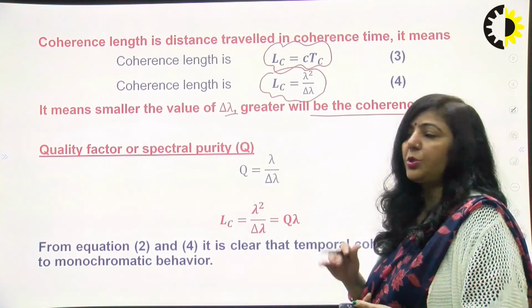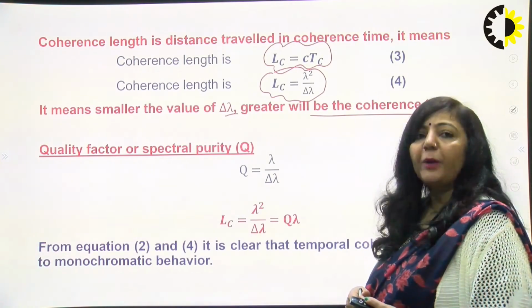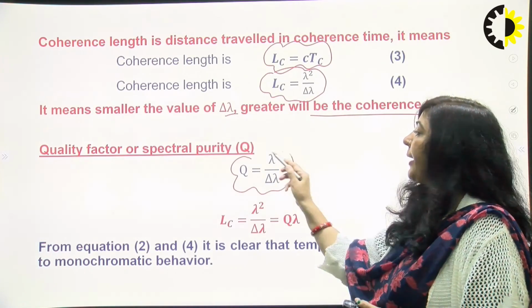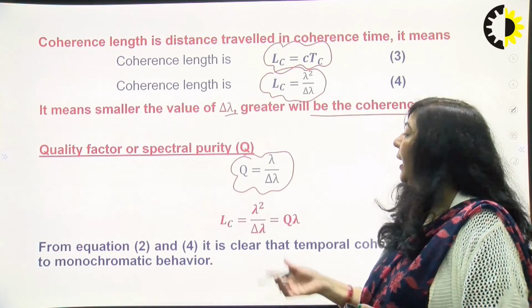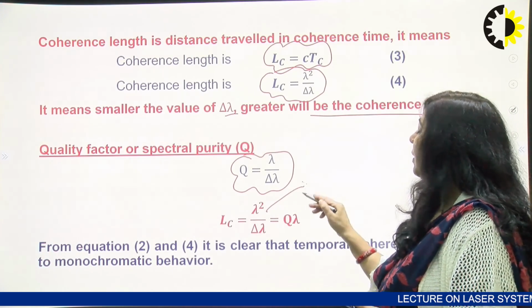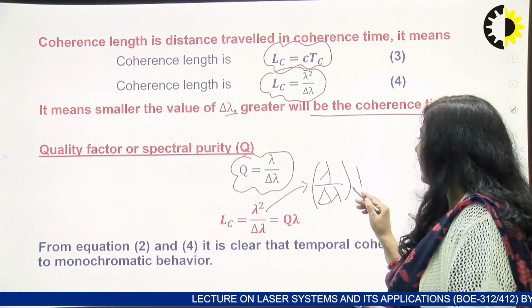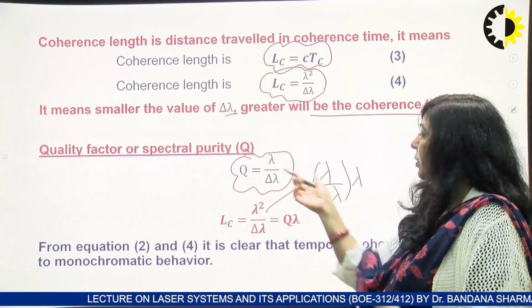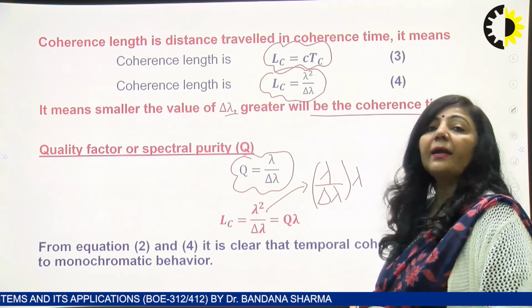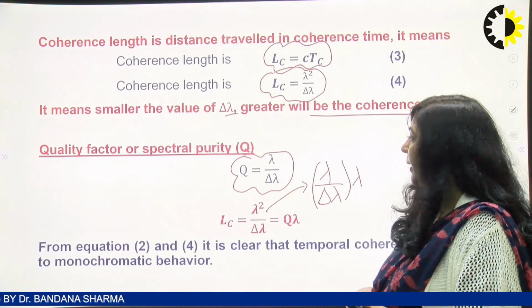There is one more parameter which is used to define this temporal coherence, and that is known as spectral purity or quality factor. The spectral purity is actually defined as lambda by delta lambda, and this Lc is lambda square upon delta lambda. If you divide it into two parts, the first one is lambda by delta lambda and the other one is lambda. You can see here this lambda by delta lambda is the spectral purity factor. So this Lc can also be represented in terms of the spectral purity factor as Q into lambda.